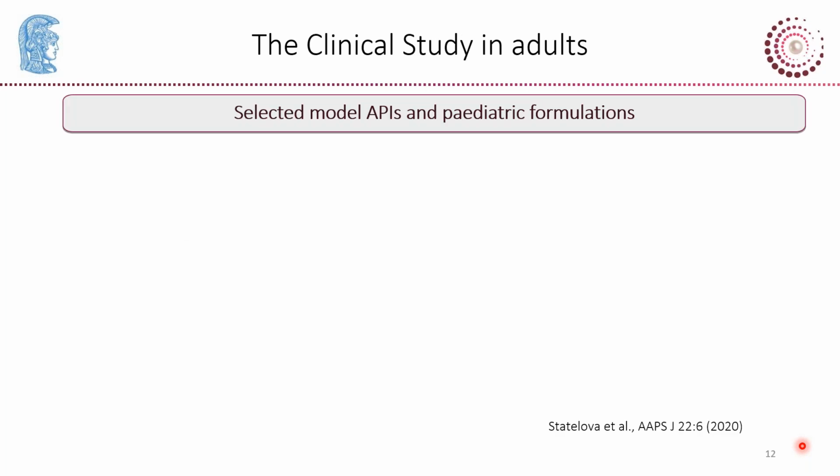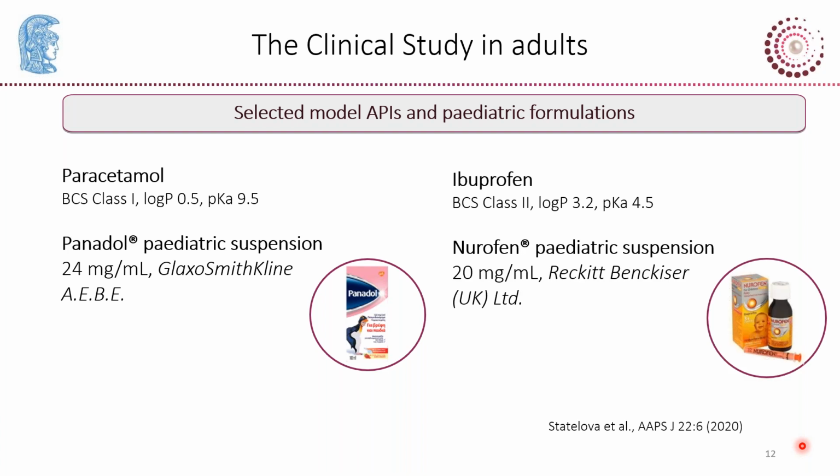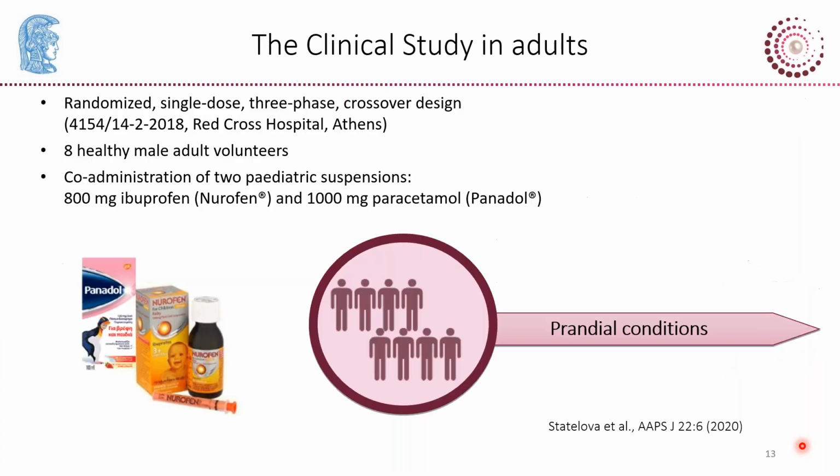In our case, we selected 2 model drugs based on their luminal stability and high intestinal permeability. So one BCS class 1 and one BCS class 2 API: paracetamol for class 1, which has high solubility, and ibuprofen, a low solubility weak acid with pKa 4.5, were selected and were co-administered using commercially available pediatric suspensions. That means the variation of dosing should impact primarily gastric emptying in the case of paracetamol, or gastric emptying and perhaps the solution for ibuprofen.